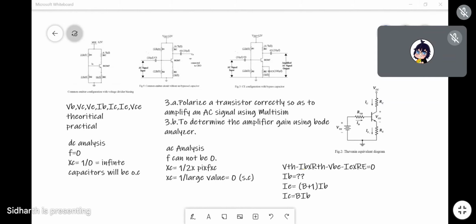And you have to first of all find out the theoretical values of these parameters, that is VB, VC, VE, according to the circuit you have designed. You know all the values of your resistors and your supply voltage. Yes or no? Yes. So according to the DC supply, what is the value of these? And you have to check the values of these parameters through the multimeter, okay? And then you have to find out the error.